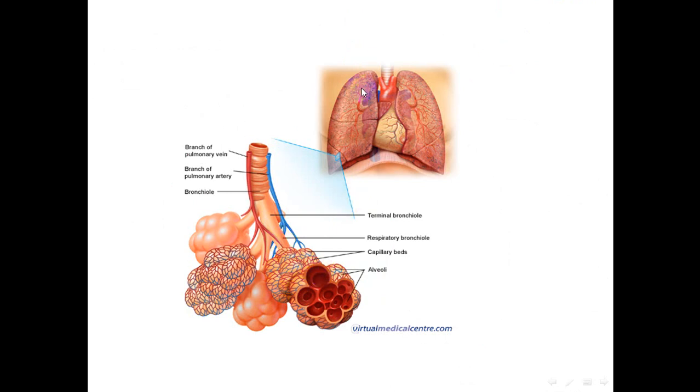So the passage of air in the large, medium, and small airways and in the alveoli produces what is called the pulmonary sound, or the breathing sound, which we can sometimes hear. This is normal, and there is also an abnormal sound.